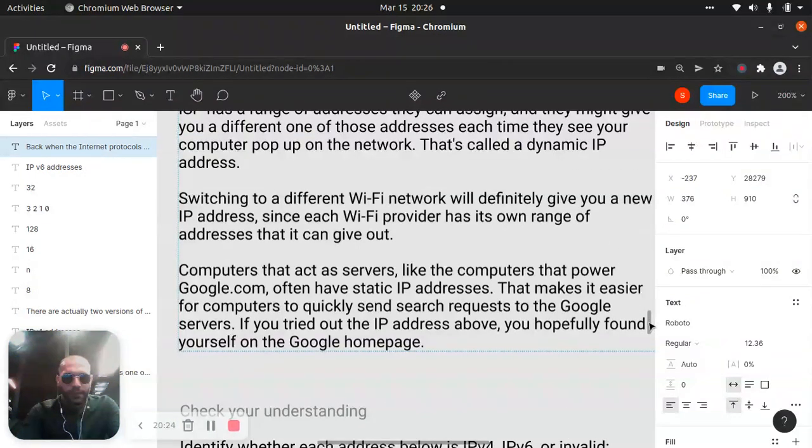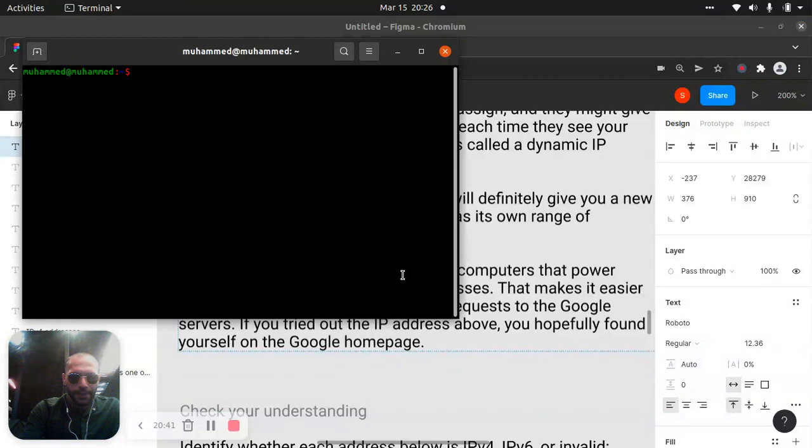Let's say switching to a different Wi-Fi network will definitely give you a new IP address, since each Wi-Fi provider has its own range of addresses. Maybe let's look again there. We can say man Wi-Fi. There is no information for Wi-Fi.